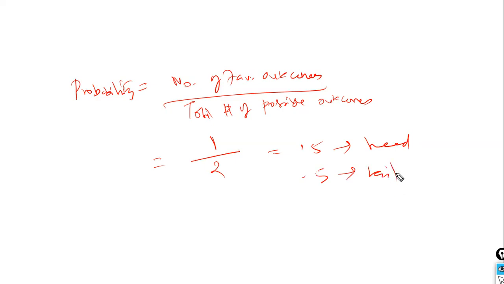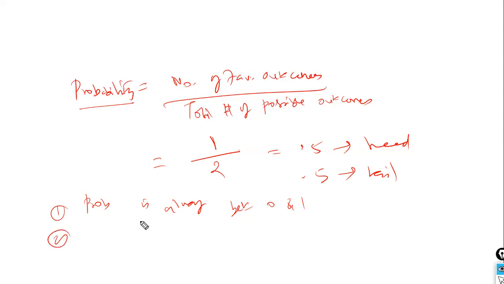Correct? We studied this in school too. Also remember that the probability value is always between 0 and 1. This is one rule you need to remember. Probability is nothing but the number of favorable outcomes divided by the total number of possible outcomes, and the value is always between 0 and 1.